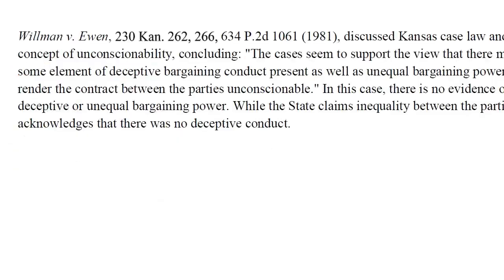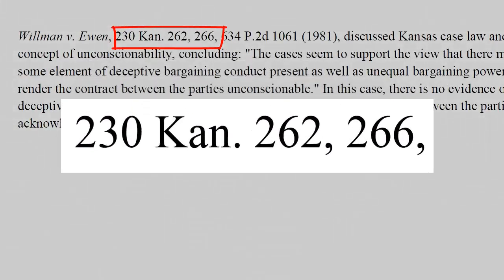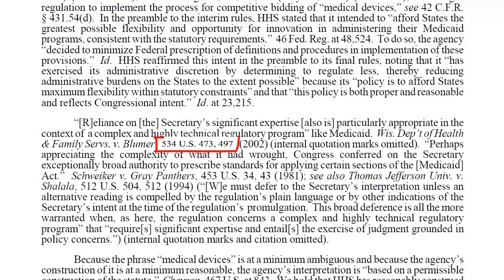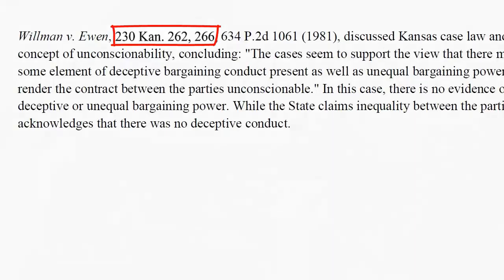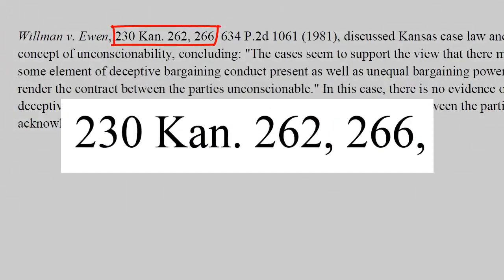Such print-derived citations begin with the reporter volume number. It is followed by a standard abbreviation of the reporter name. The final piece is the first page at which the decision appears. Thus, 230 Kan. 262 is the cite for Willman v. Ewan. 534 U.S. 473, the cite for Wisconsin Department of Health and Family Services v. Bloomer.